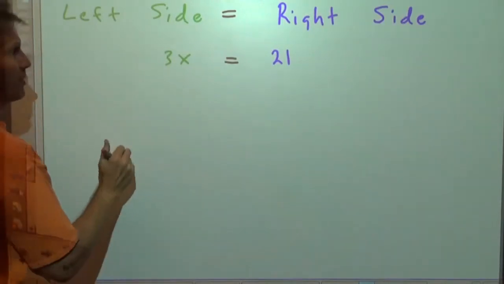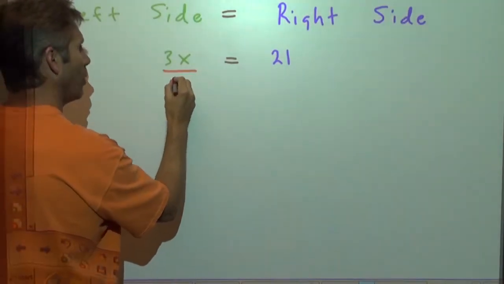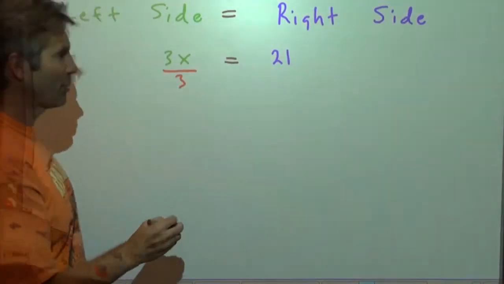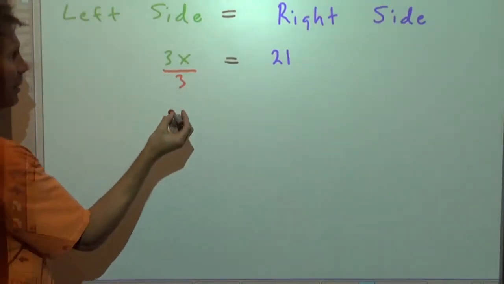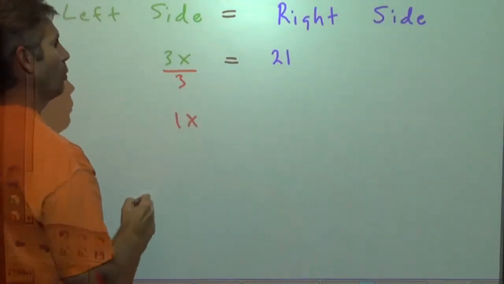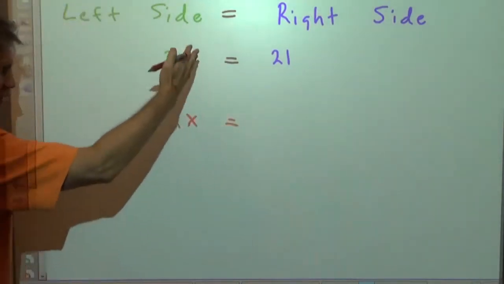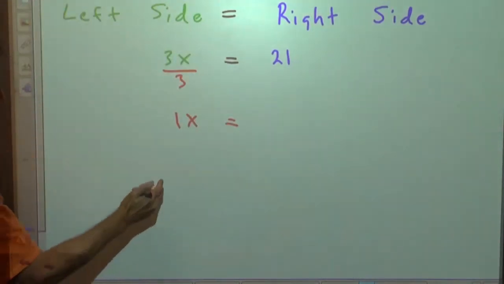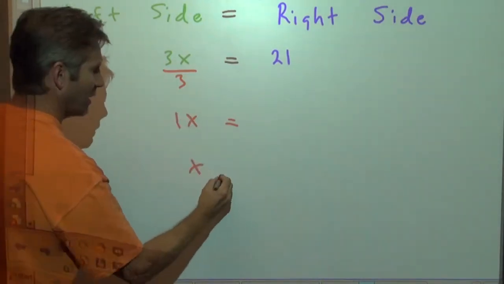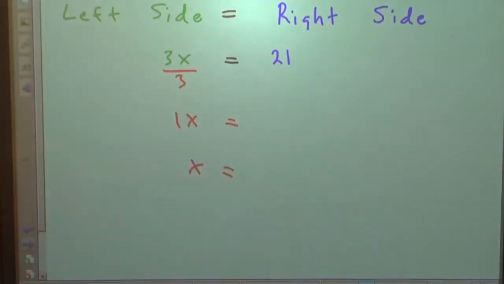3 is attached by multiplication. To undo multiplication, we will divide by 3, the opposite operation. And 3x divided by 3 is, lo and behold, 1x. We created a 1, the multiplicative identity, which tells us on the left side of the equation, 1 times x must just be x, because 1 times anything is whatever that thing was.